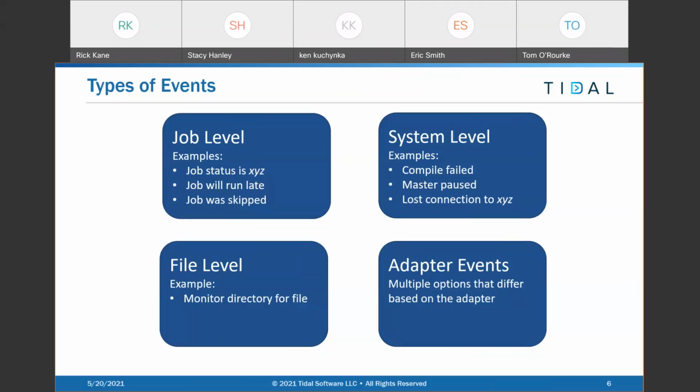A system level event is going to be something along the lines of the master being paused or resumed, or any type of information regarding the compile for the night. Maybe the compile failed or the compile completed, or even something like the master getting paused, or the queue. You can actually set up system level events for queue notifications, or perhaps an agent has lost the ability to talk to the master. You can set up system level events for all of those. A file level event is the monitoring of a particular directory by an agent for the arrival of a file.